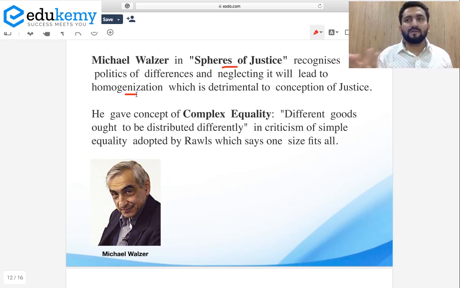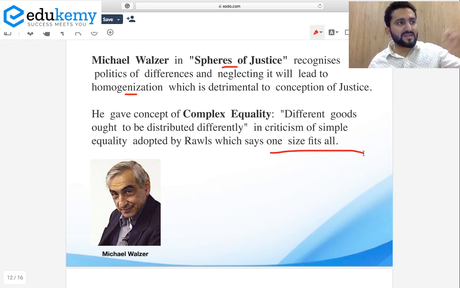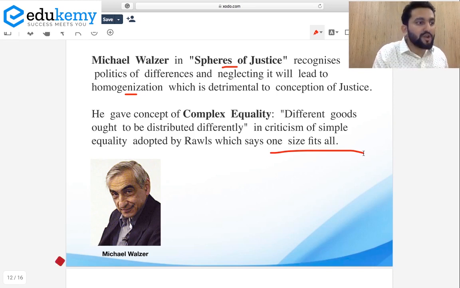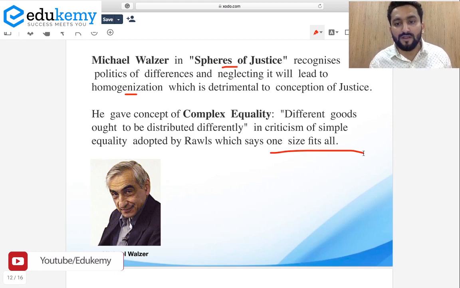You are thinking everyone is the same. You are thinking that one size fits all. That is not the reality. Your idea of justice of the USA cannot be replicated in Afghanistan. Society is different. So you should recognize the politics of differences. You cannot neglect them, because if you neglect them, then you are against the idea of justice, because what you are propounding as justice may not be justice for them. If you are pushing your idea of justice, then you are doing injustice to them.